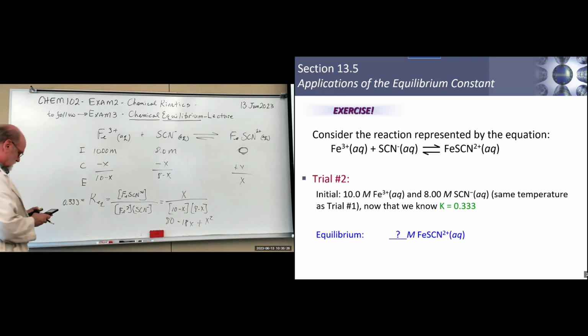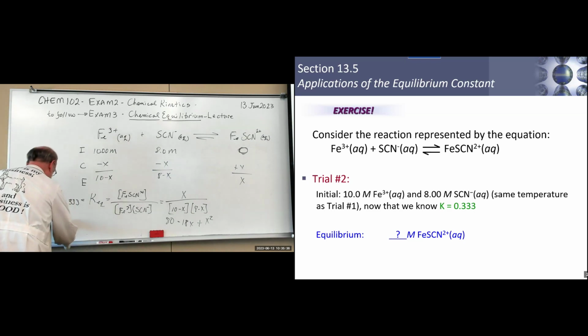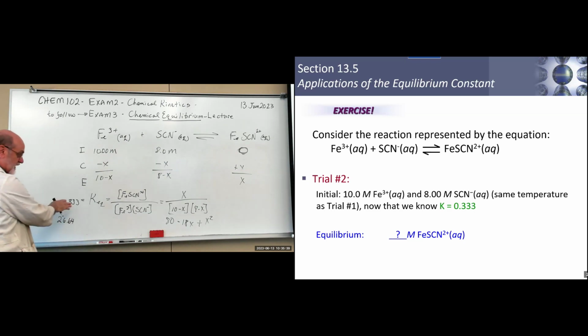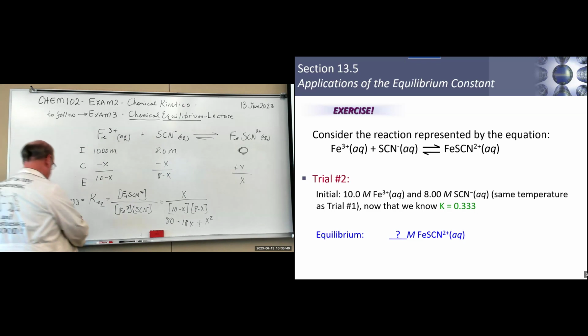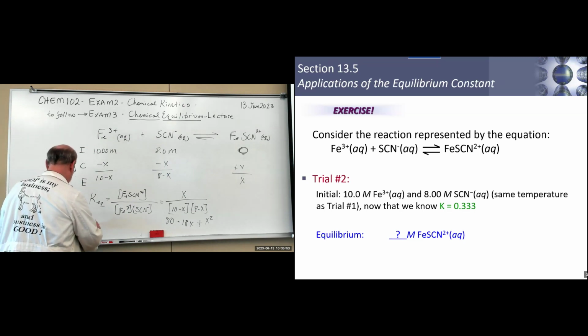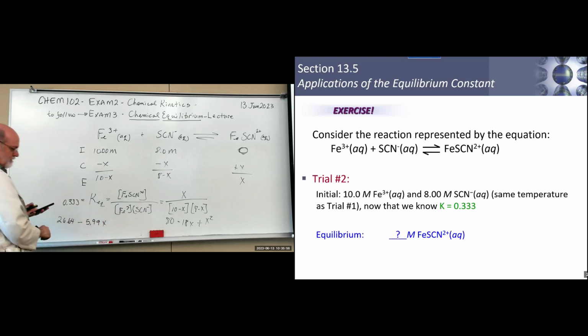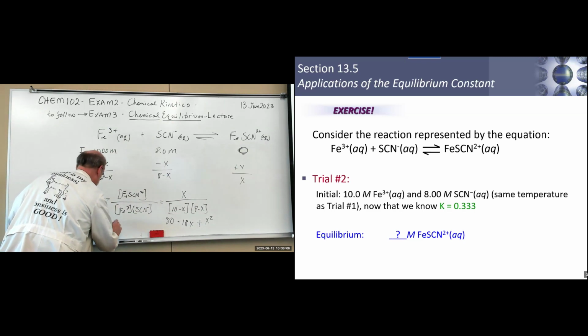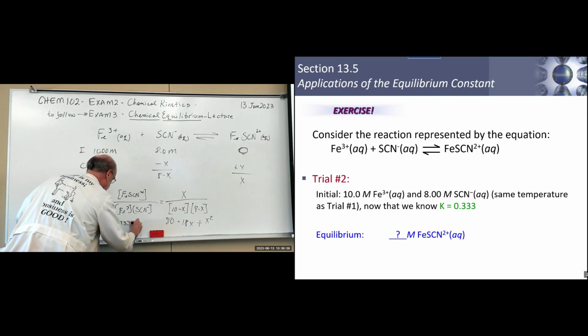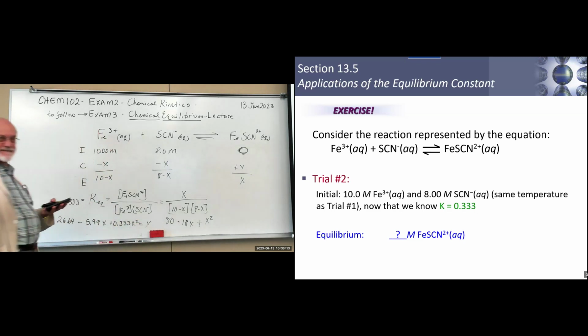So 0.333 times 80 is 26.64, and that's just a number. Then 18 times 0.333 is a negative 5.99X, because I'm taking this whole thing over here and multiplying by that denominator, and the numerator on this side would be equals. And then this would be plus 0.333 X squared equals X. Correct?